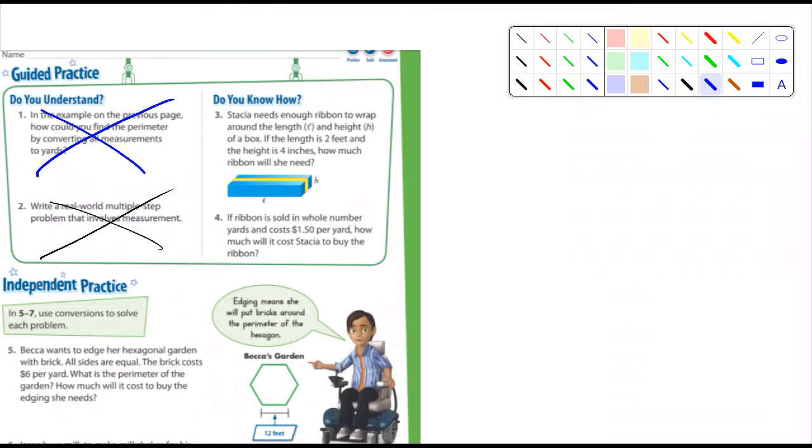Number 3, it says Stacia, I guess, needs enough ribbon to wrap around the length and height of a box. What is it, Stacia? Thank you. If the length is 2 feet and the height is 4 inches, how much ribbon will she need? You guys could do that one. It seems pretty easy. Number 4, if ribbon is sold in a whole number.